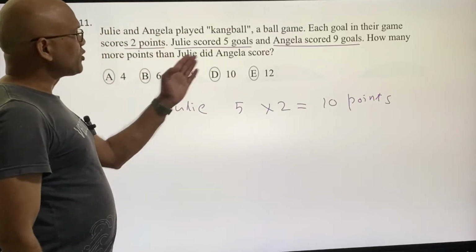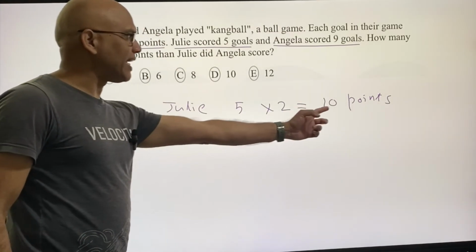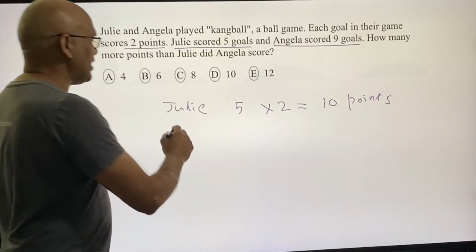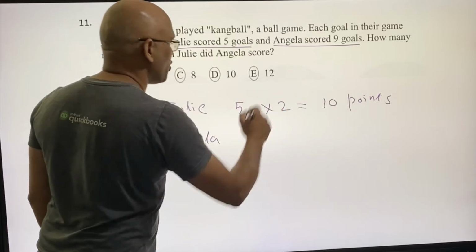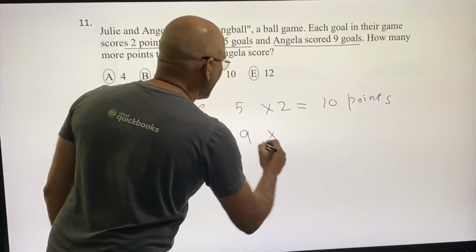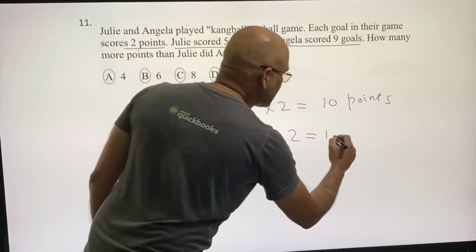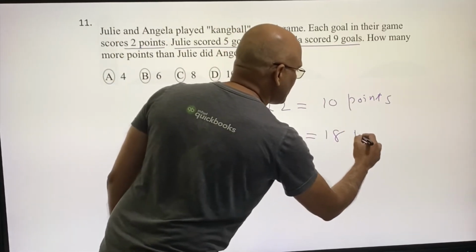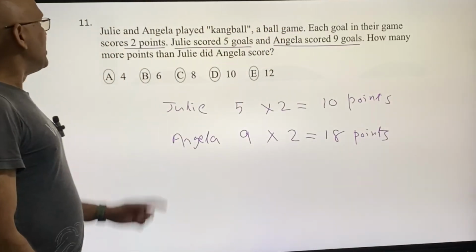Okay, so Julie scored 5 goals and each goal is 2 points. So 5 times 2 is 10 points Julie gets. Angela scored 9 goals and each goal is 2 points. So that is 9 times 2 is 18 points. So 18 points for Angela.